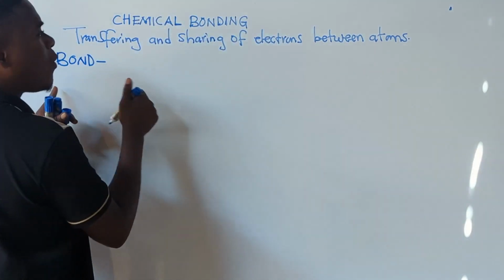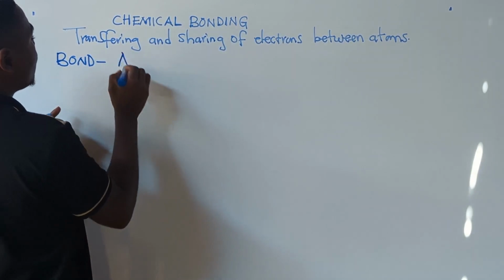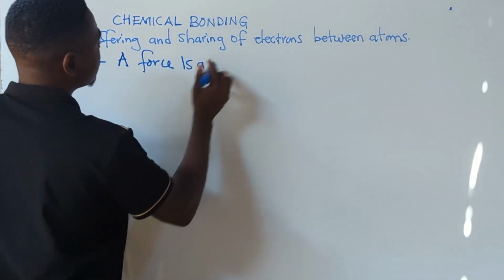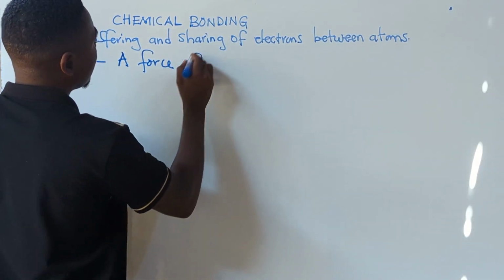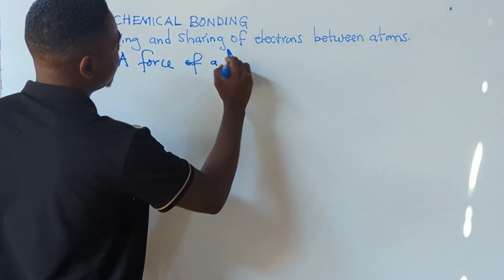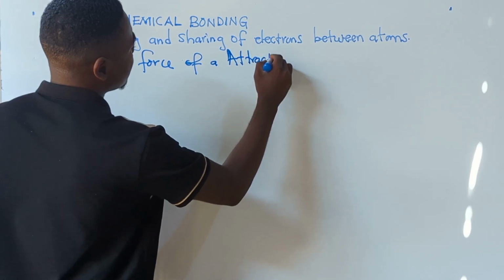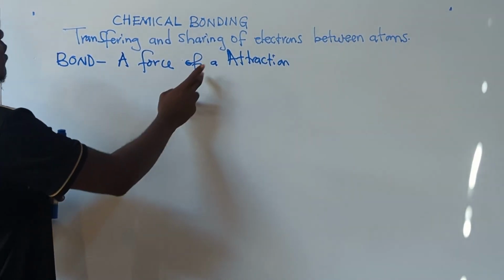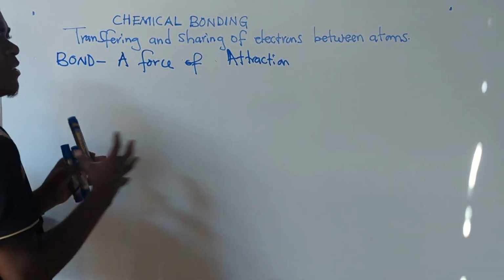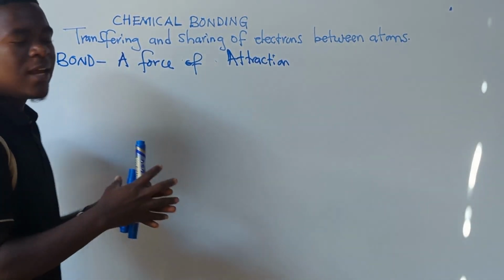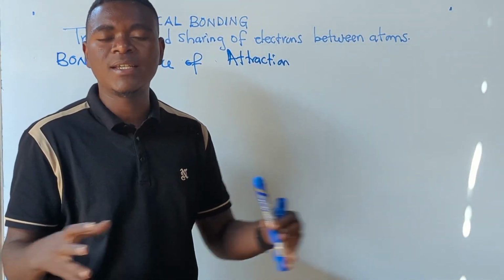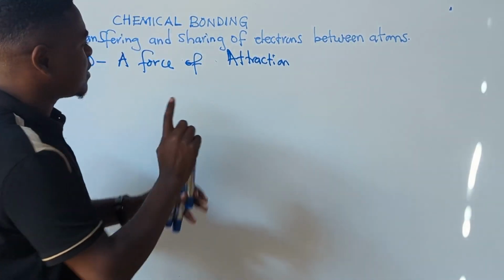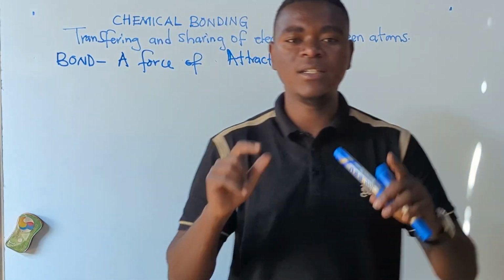These bonds are what we call forces of attraction. In other words, a bond is a force of what? A force of attraction. So if I ask you what a bond is, you must be able to tell me that a bond is a force of attraction. A bond is just a force of attraction that exists between what? Atoms.